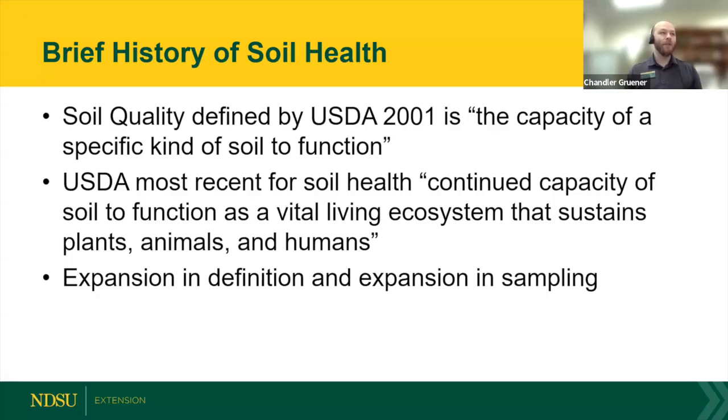In 2001, soil quality was defined by the USDA as the capacity of a specific kind of soil to function. More recently, soil health has become a term, like the title of my job, being a soil health specialist. Soil health has been defined now as the continued capacity of a soil to function as a vital living ecosystem that sustains plants, animals, and humans. So the USDA updated the definition, updated the terminology to more current wording, and then added a few more elements to fill out that definition. With this expansion of the definition, we have also seen an expansion in the sampling, as we included more elements like animals and humans coming into this aspect, and plants too, beyond just the basic soil that was originally included.